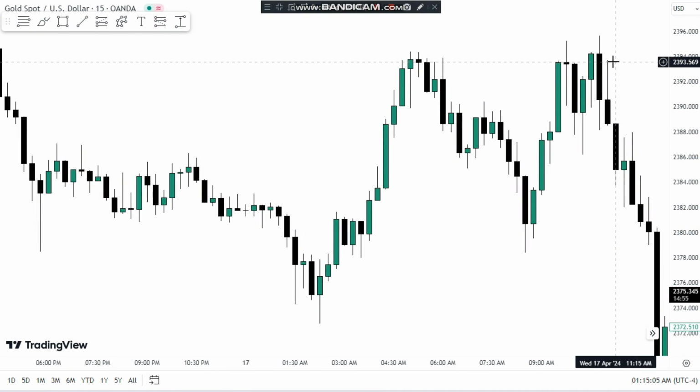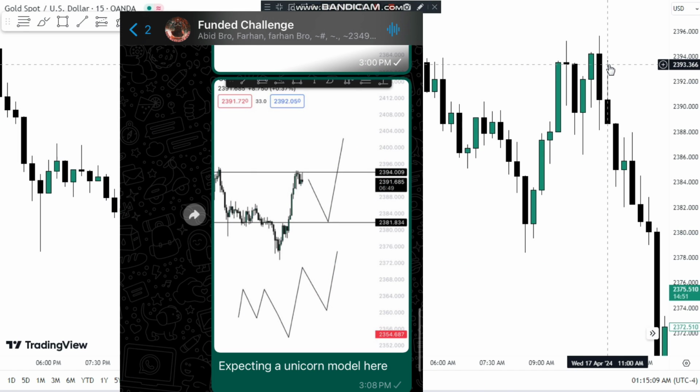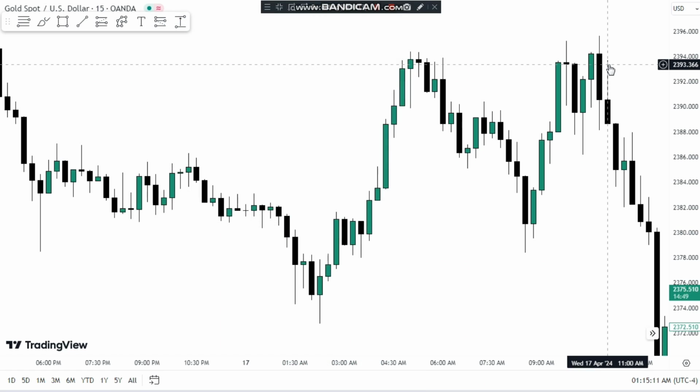So, yesterday I shared two entries in my WhatsApp group, as you can see in this picture, and I told you that I am expecting an ICT unicorn model, and then both those trades hit the target. I promised you that I will be explaining the concept behind taking these trades, and in this lecture, I will explain it in detail.